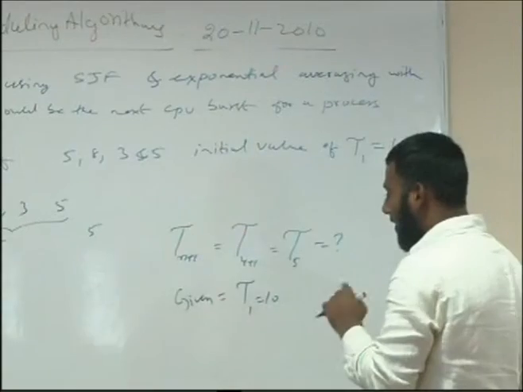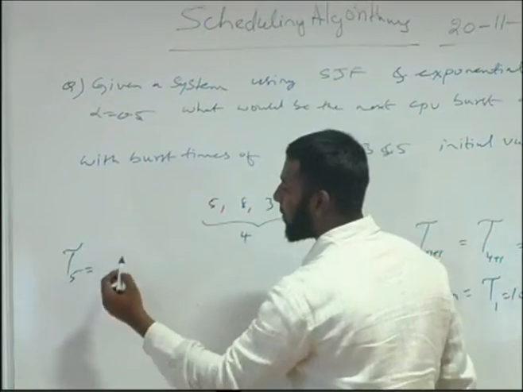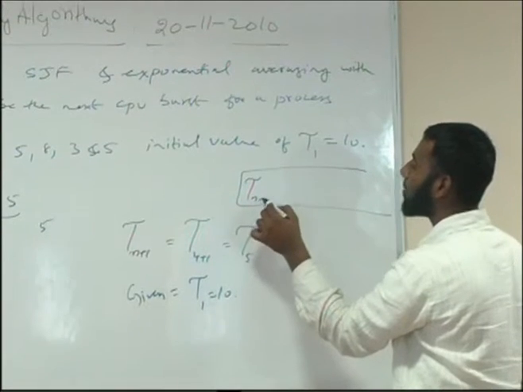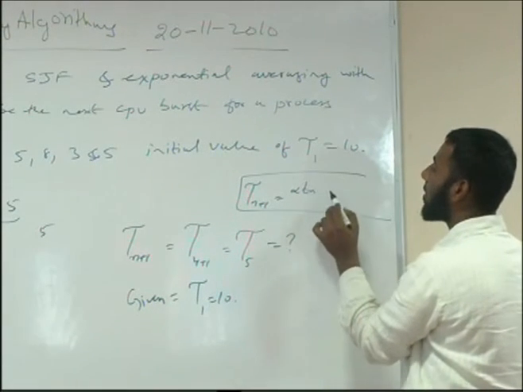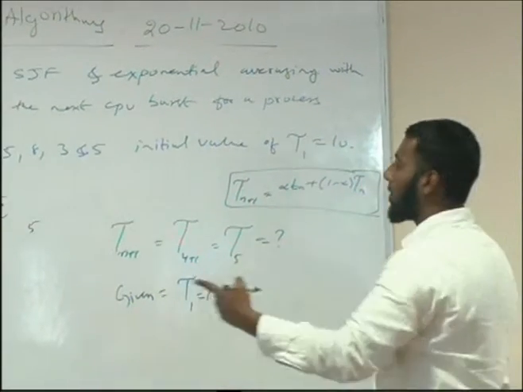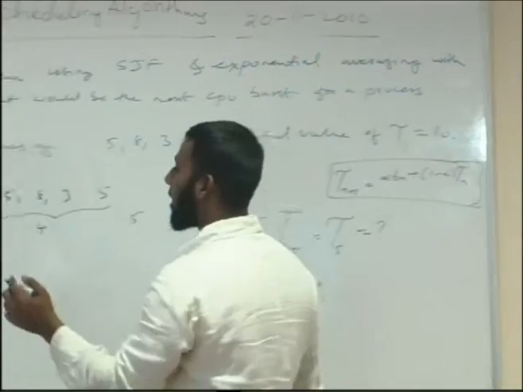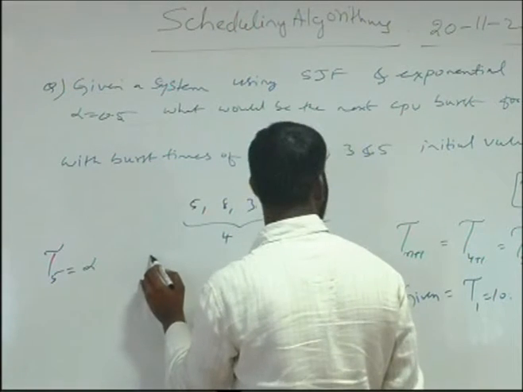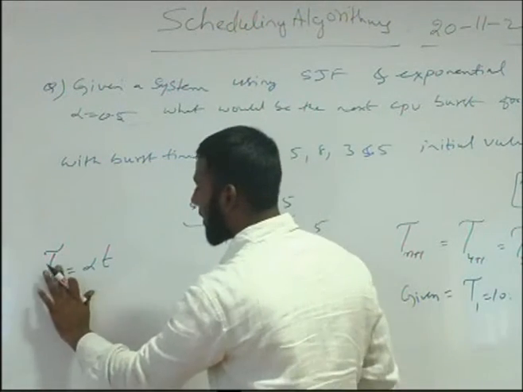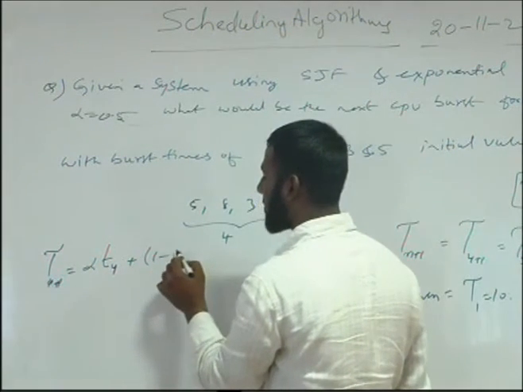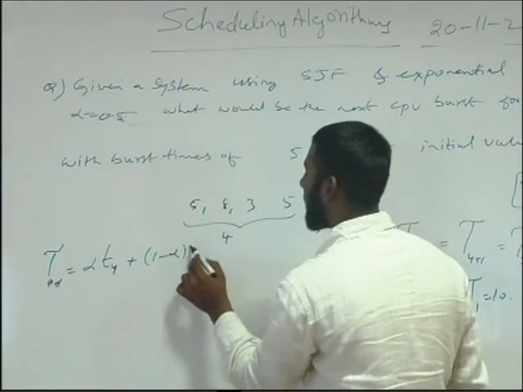Now, let us find out how to find tau of 5. We have the formula: tau of n plus 1 is equal to alpha of T of n plus 1 minus alpha of tau of n. Now, if I want to find tau of 5, 5 can be written as 4 plus 1. So, alpha of T of 4 plus 1 minus alpha of T of 4.